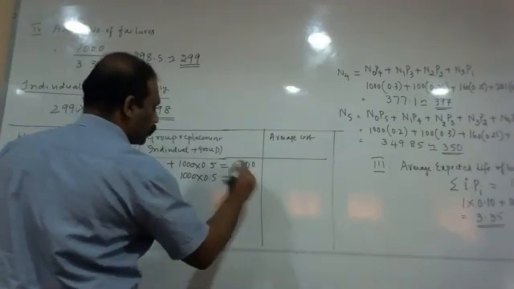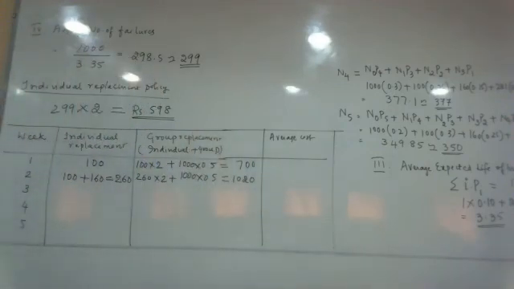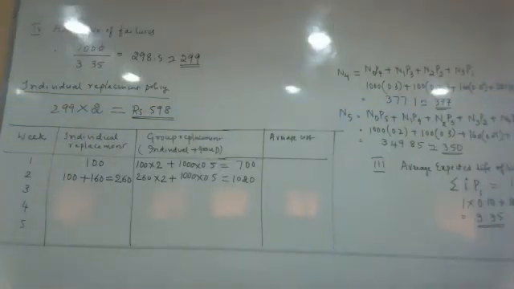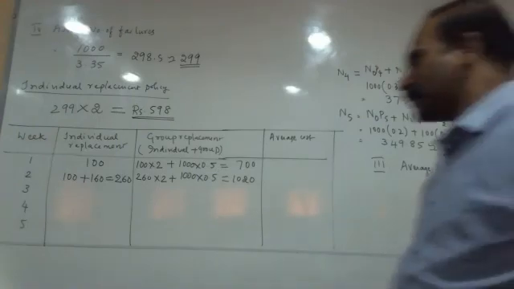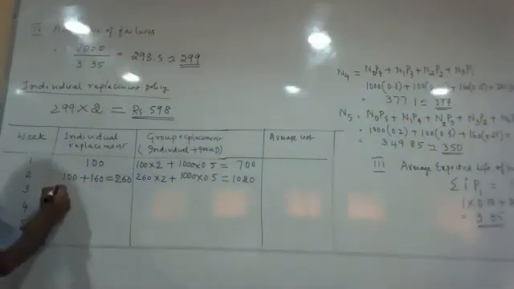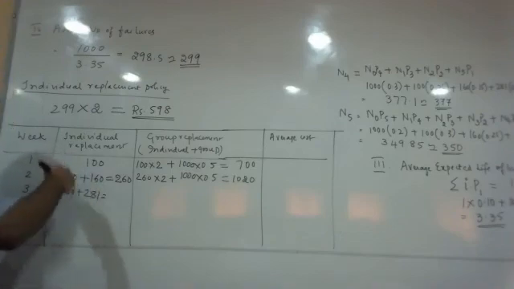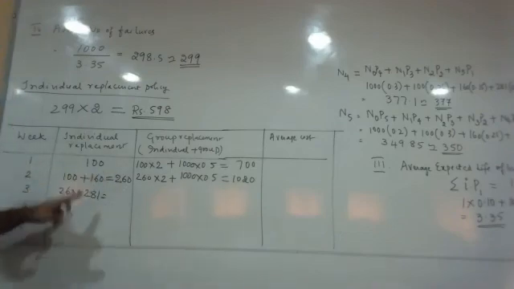So the second week value is known. Now come to the third week. Can you please tell me the third week value? How many replacements happened in the third week? 281. So the second week value should be taken: 260 plus 281, always the cumulative value. The second week value has to be added to the third week value. If you add both, how much do we get?